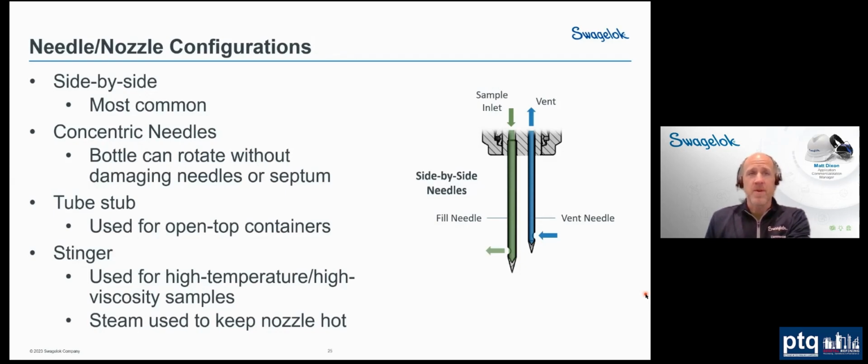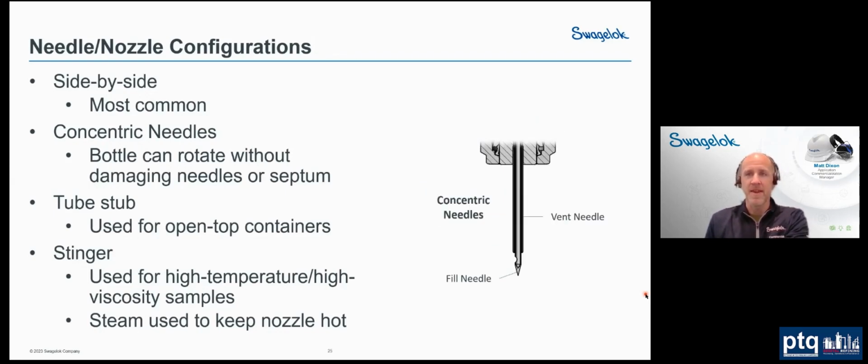So the concentric needles actually solve that problem by having two needles on the same axis. The way that's done is you have a vent needle around the outside of a fill needle. So your fill flow goes down through that fill needle, and then your vent flow goes up through the annulus that is created in the space between the fill needle and the vent needle.